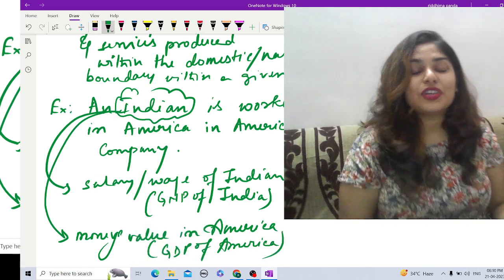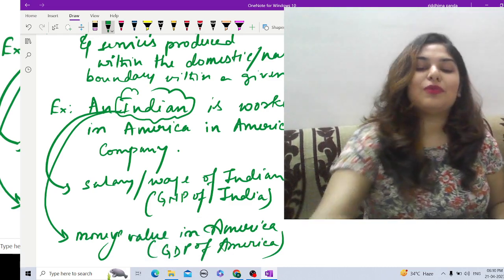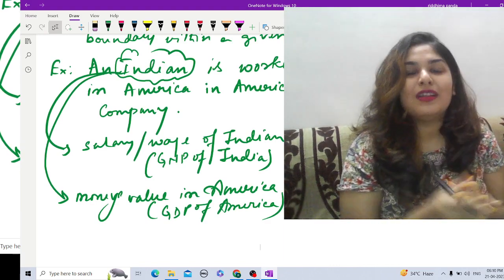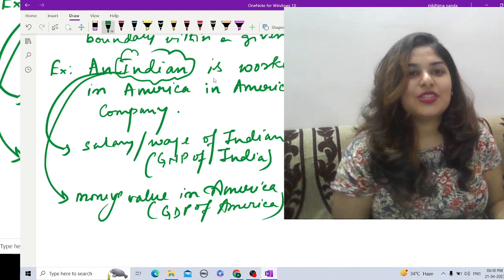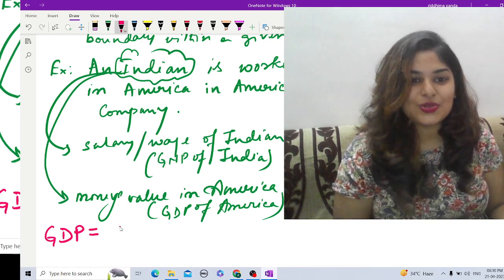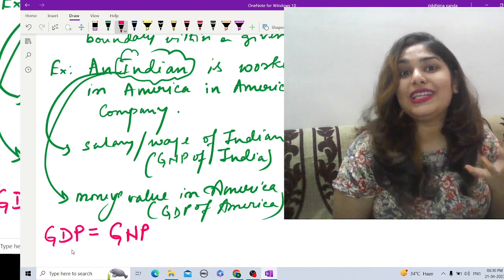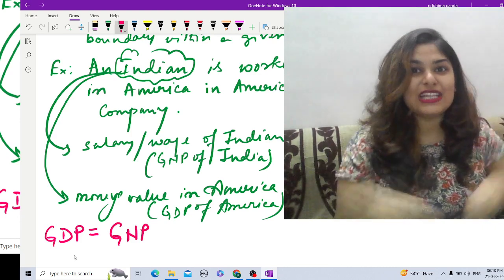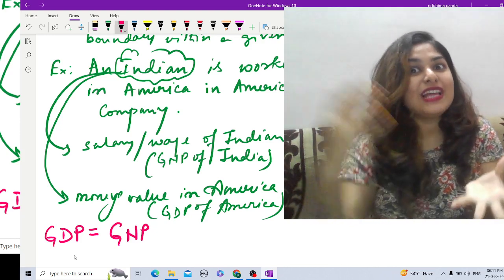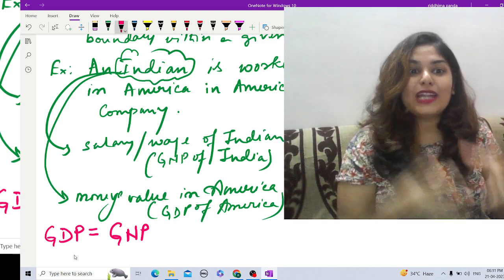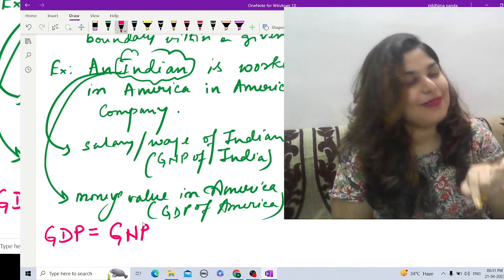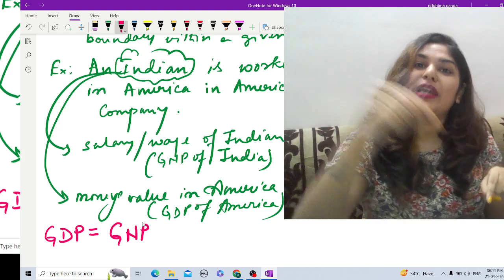So that means if I want to calculate GDP from GNP or GNP from GDP, I have to make a few factor payments to and from abroad, subtract and add them to get the result. So GDP, that is gross domestic product, is equal to GNP. Now when I'm calculating GDP, within the national boundary the money value can be generated by the domestic people as well as by those who are coming from abroad, right? So this will include not only the income generated by, say, an Indian in India, but also the foreigners who are investing or coming and working in India.